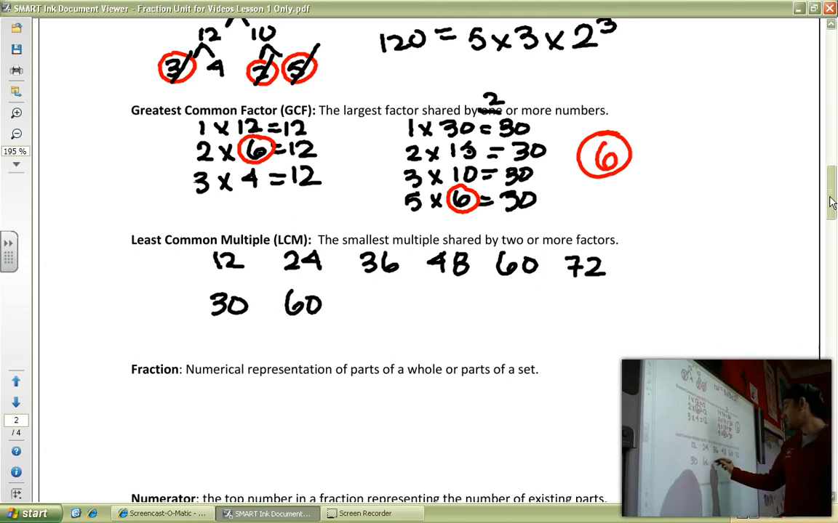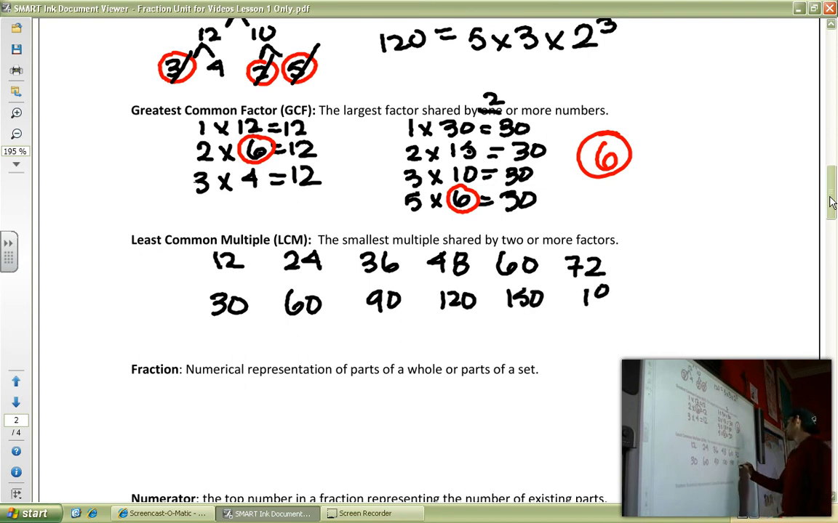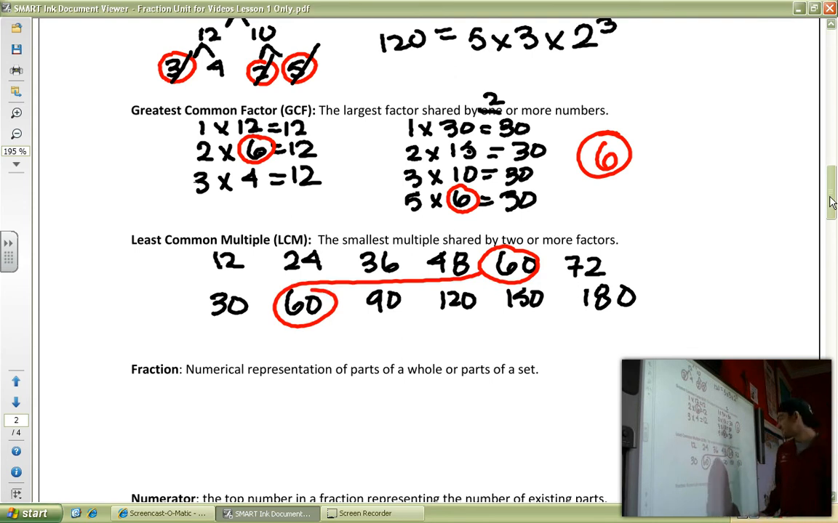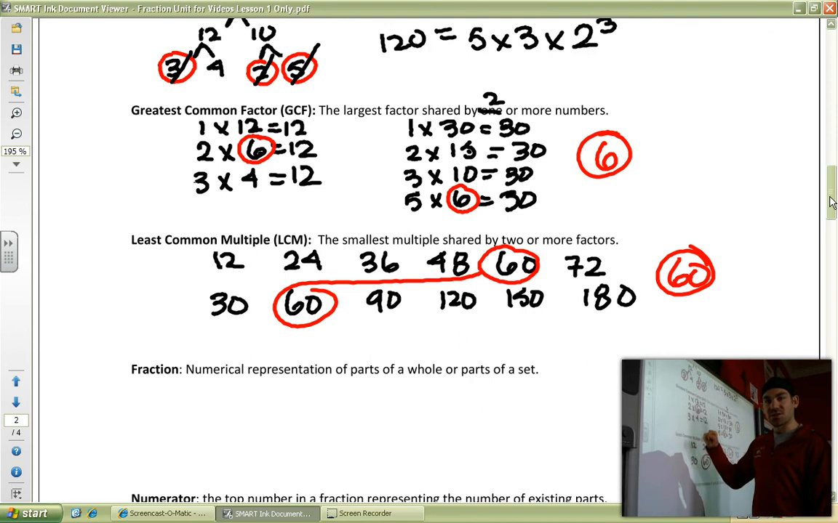30, 60, 90, 120, 150, 180. Luckily for us, some of you probably already noticed, 60 is the first number in both lists. That means 60 is our least common multiple. I'm not going to go into more detail about this because this is just vocabulary. Remember, we're going to start with the actual math parts once you've got this vocabulary down.